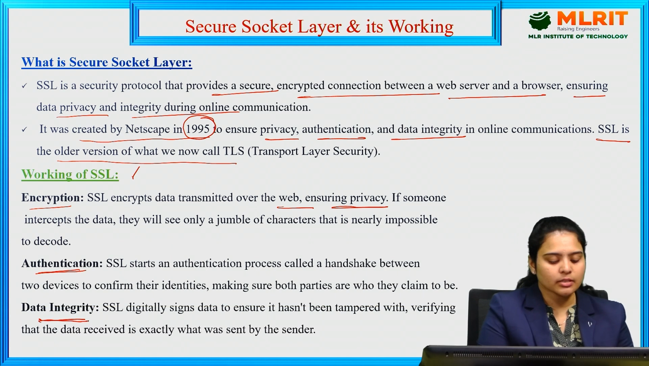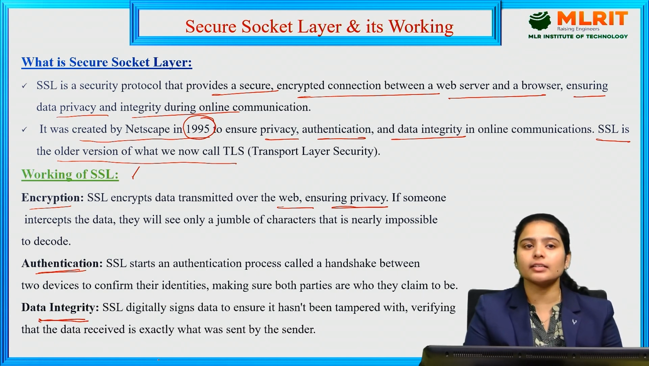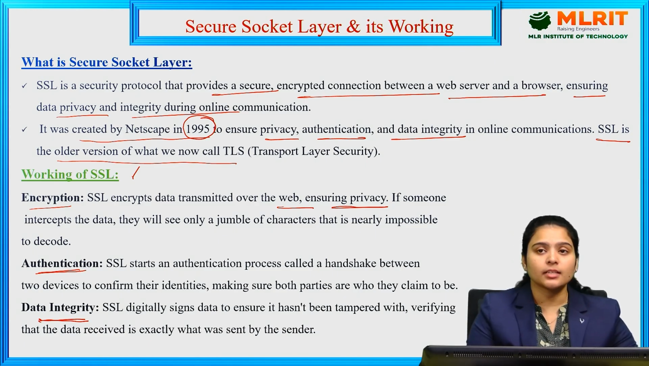The next one is data integrity. Data integrity means the data should not be tampered with, and it is verified that the data received is exactly what the sender sent. That is data integrity. These are the three types of the working process in SSL.